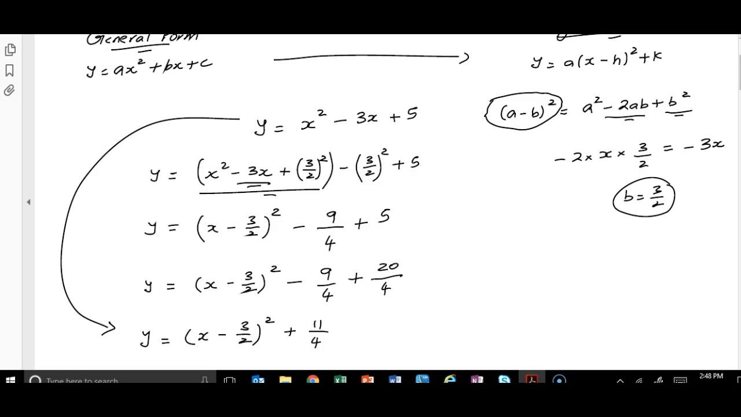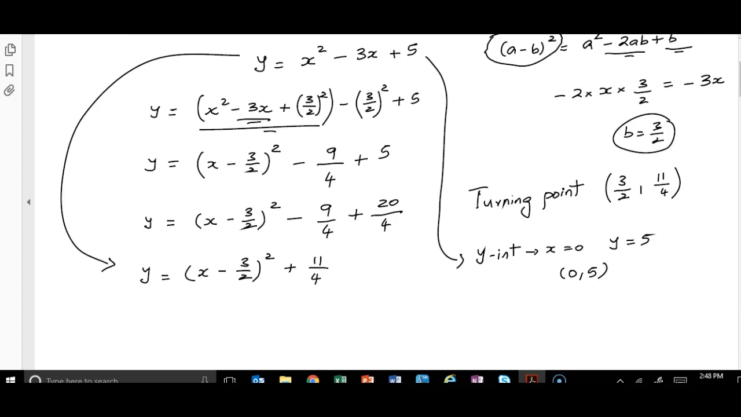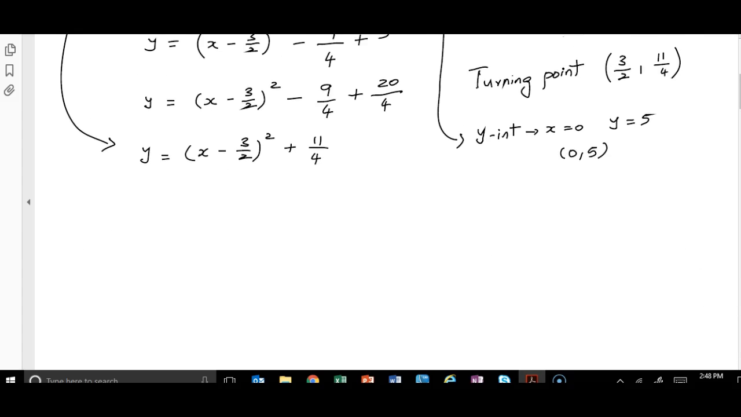Now what is the use of converting it to turning point form? We can easily get the coordinates of our turning point. So the coordinates of our turning point in this case are positive 3 on 2 and positive 11 on 4. For the y-intercept of this quadratic function, we substitute x as 0, which gives us the value for the y-intercept as 5, so the coordinates of the y-intercept are 0, 5. One last step is to sketch this quadratic function.